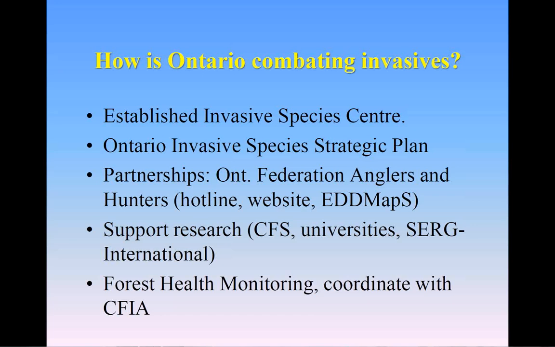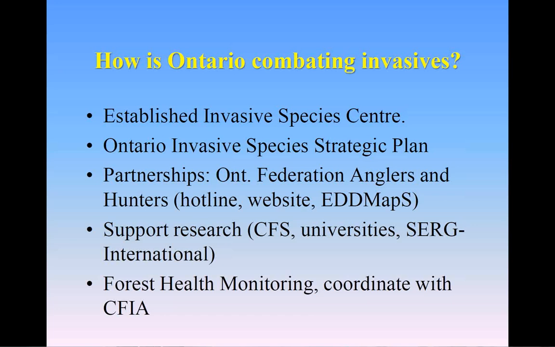And that Invasive Species Centre is not just forestry, it's aquatics as well as plants. Ontario has also developed an Invasive Species Strategic Plan in 2012, which gives us the policy foundation to do things like draft the Invasive Species Act, which is a bill that's now in front of the House waiting to see if it gets approved.